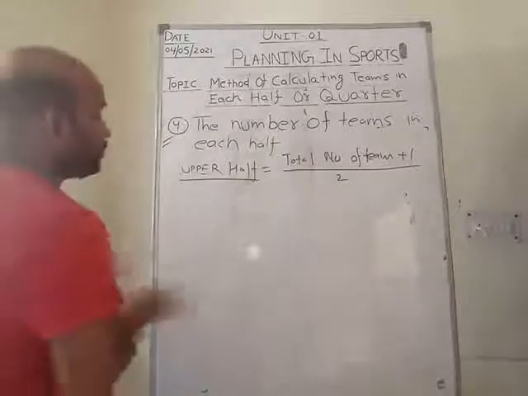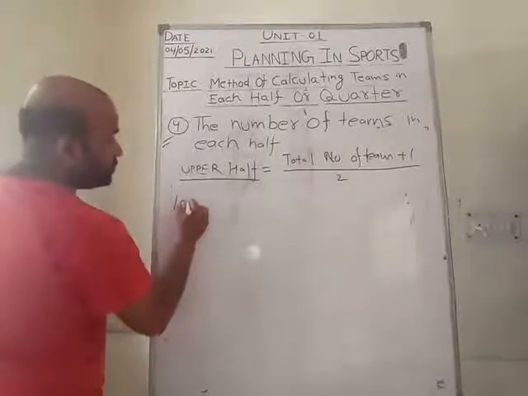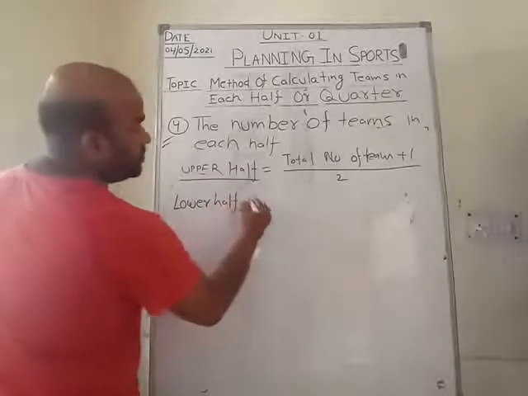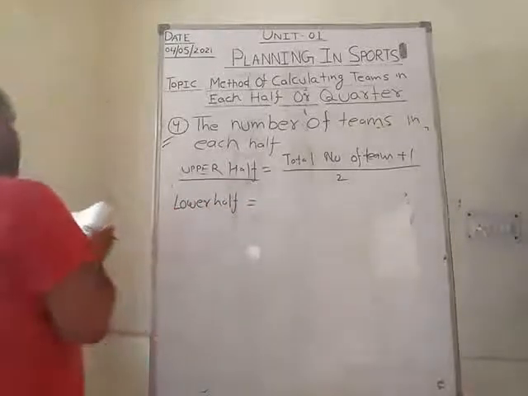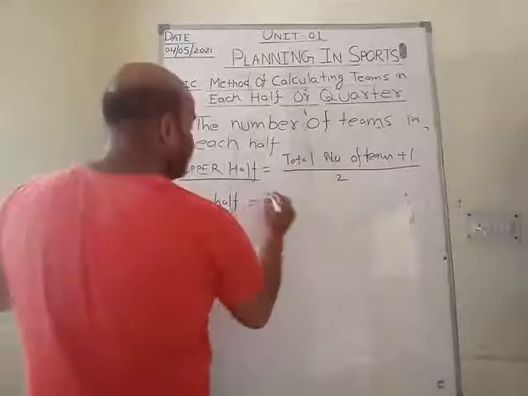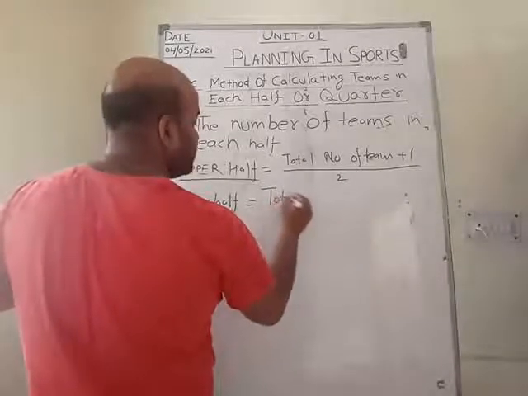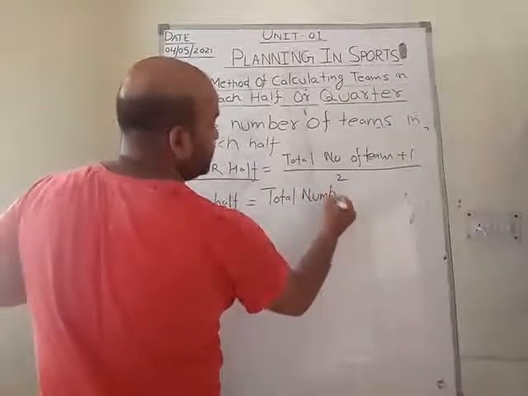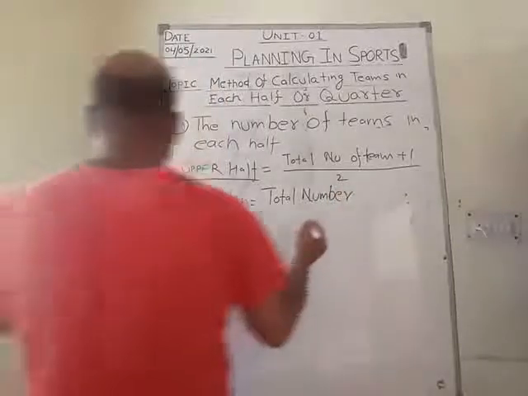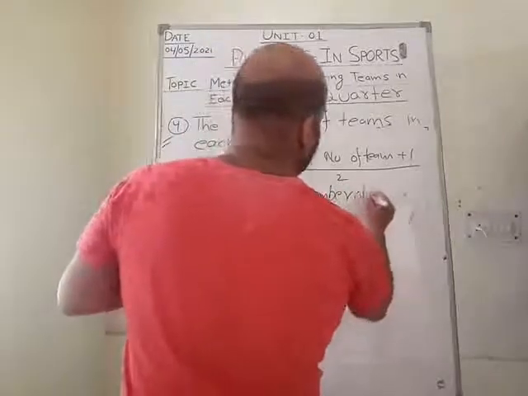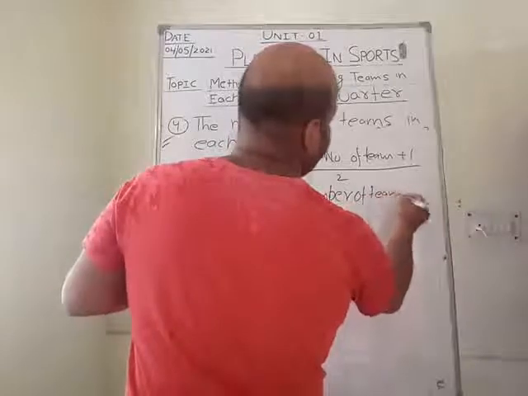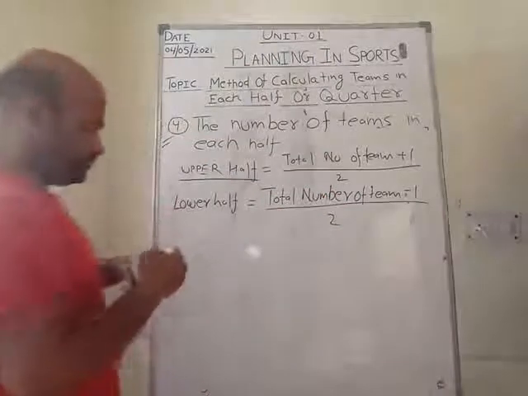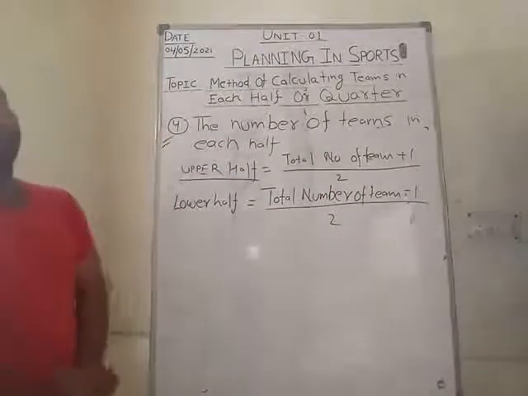And next, for the lower half, the total number of teams minus 1 upon 2. Very easy formula.